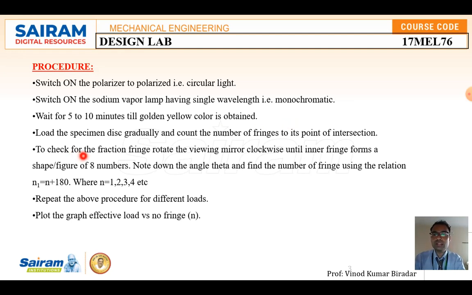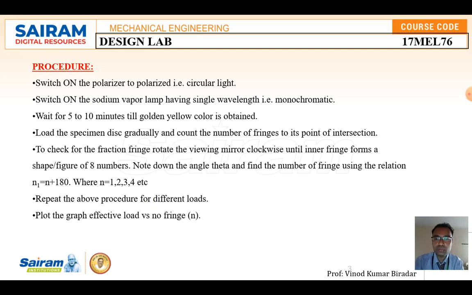To check the fractional fringes, rotate the viewing mirror clockwise until the inner fringe forms the shape of a figure of 8. So the beginning is 1 to 8, and you get the number of fringes in the photoelastic specimen. Note down the angle theta and find the number of fringes using the relation n1 plus theta by 180, where n1 is 1, 2, 3, 4. This is the formula to calculate n1. Repeat the same procedure with different loads.